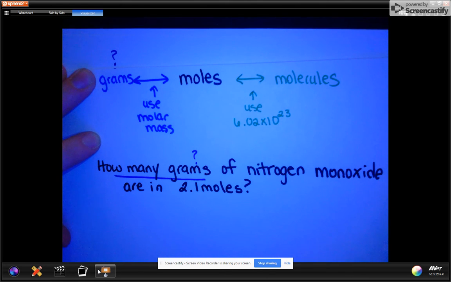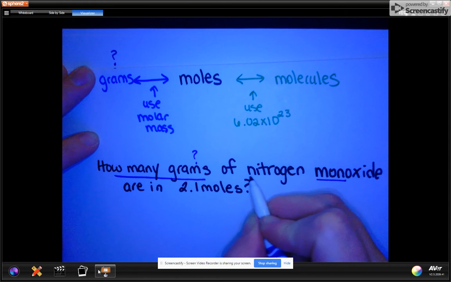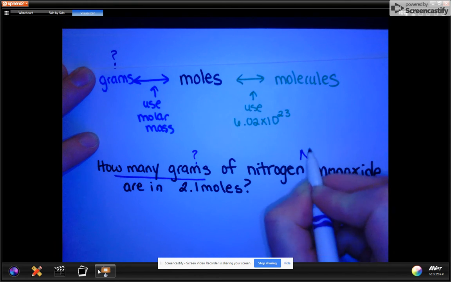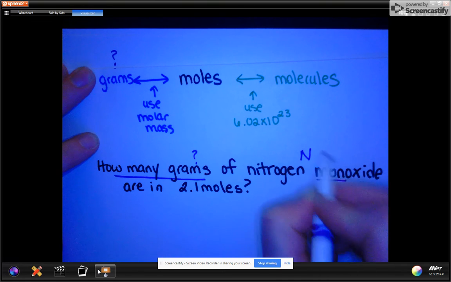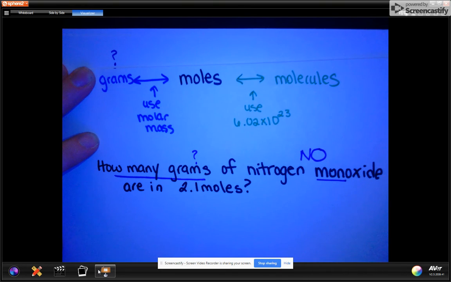It's a good idea to go ahead and write our formula down, especially if we're dealing with grams. So this has a prefix, which means this is covalent. The prefixes tell me exactly what I need to know. There's no prefix in front of nitrogen, so it's just nitrogen. Mono is the prefix for one. Oxide would be oxygen. There's my formula.